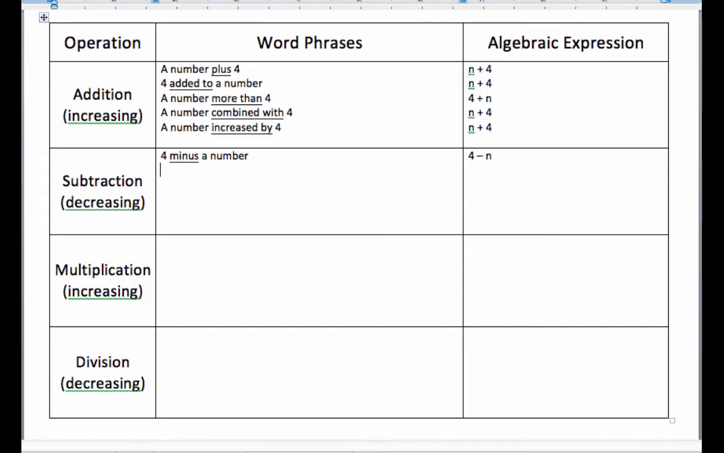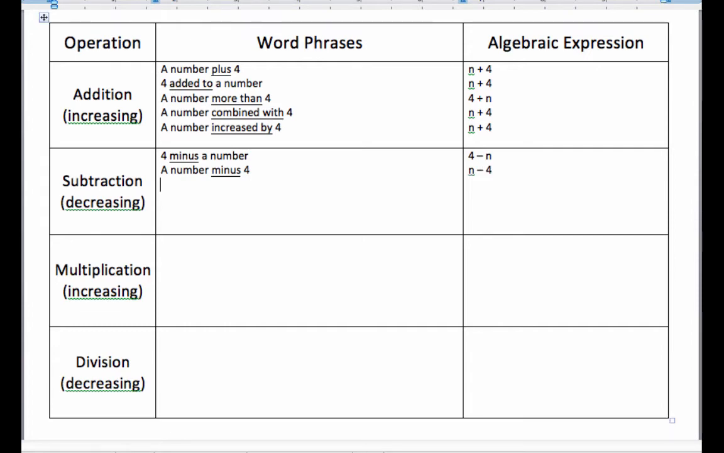Our next word phrase is a number minus 4. This is pretty much the same thing as the last one, but I wanted to point out how the order of subtraction really makes a difference here. In our first word phrase, 4 minus a number had the 4 first. And now in our second word phrase, we have a number minus 4. Our variable comes first in this case because that's what you see here, n minus 4.